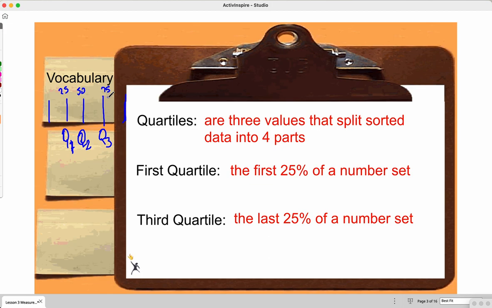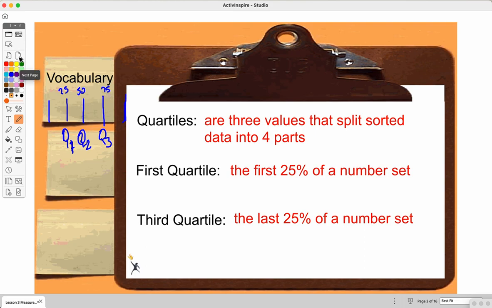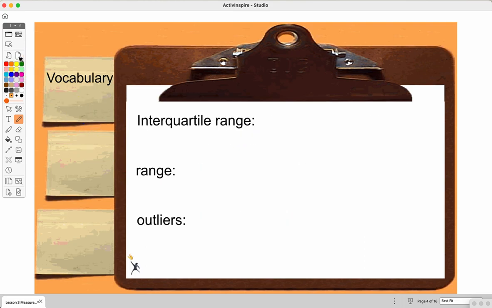How far apart is it? Are they equal distance from each other? Those kinds of questions we'll discuss as we continue to work on it. Now, we've got those 3. In addition to that, we've got something called the interquartile range.